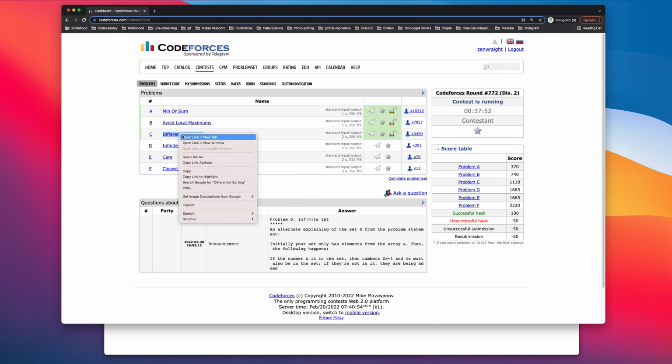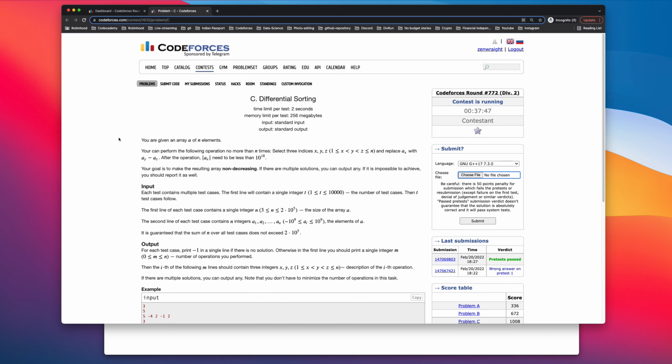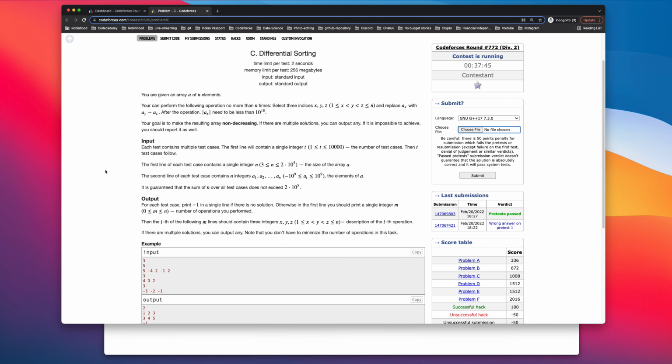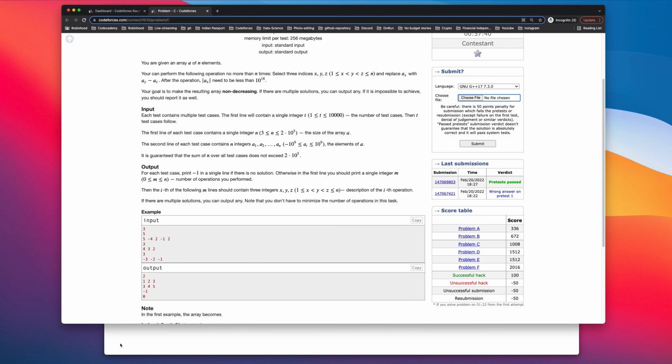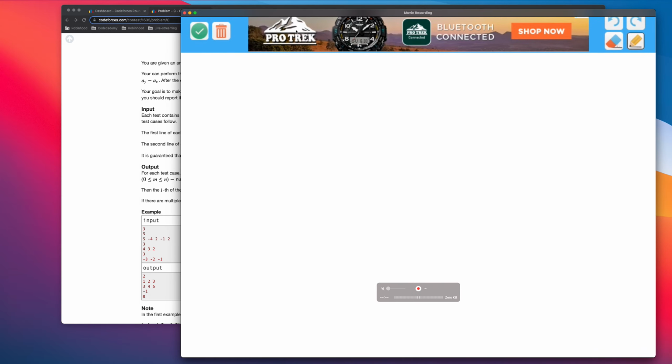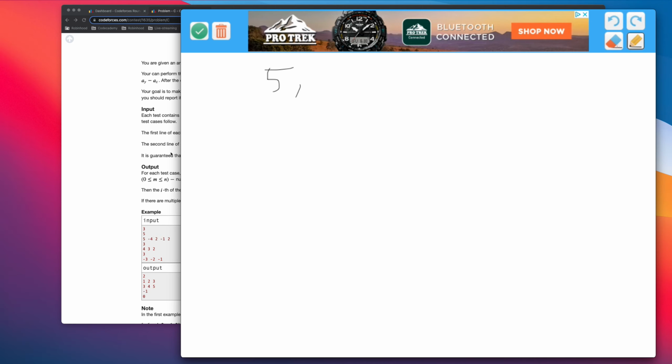Moving on to the third one. For the third one, there was a nice observation that I saw. So first let me explain the problem. In this problem, what we need to do is, let me take an example. If I have an array like this, I have to pick three elements x, y and z, such that x is less than y, which is less than z, right?